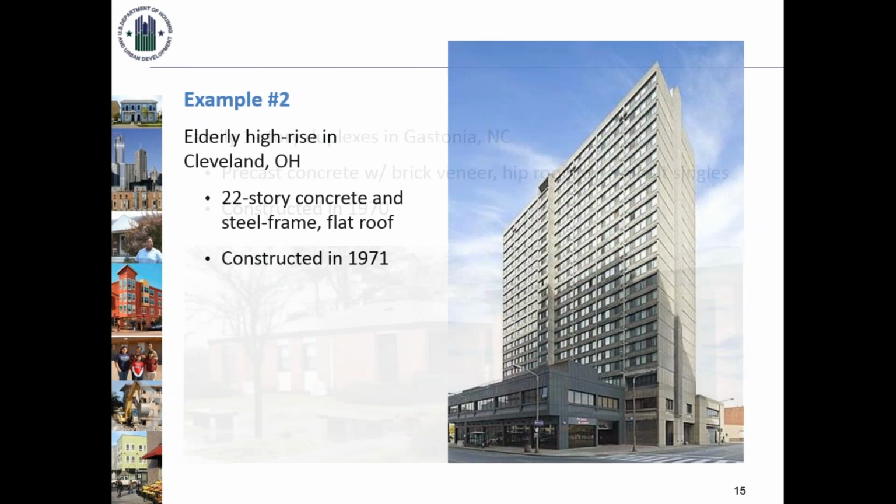The second one, this is a deal that I actually did a couple years ago. It's an elderly high-rise in Cleveland, Ohio, 22-story concrete and steel frame, flat roof, built in 1971. Also a very, very attractive building. But another example of a type of public housing that you might see.